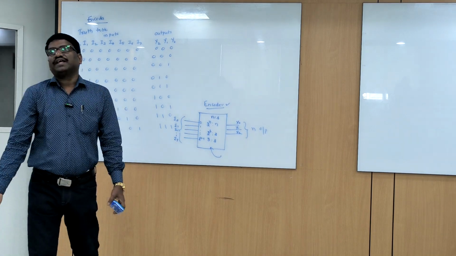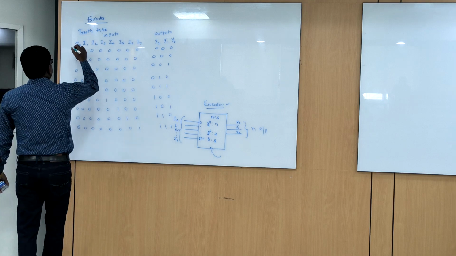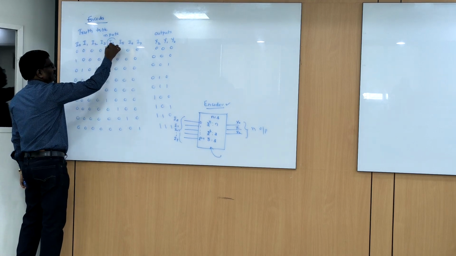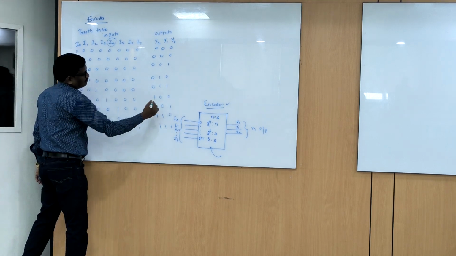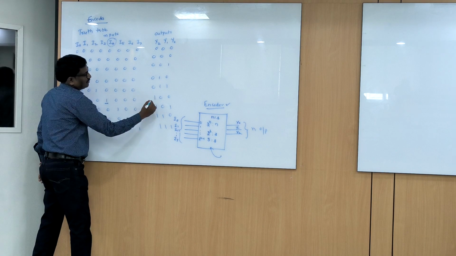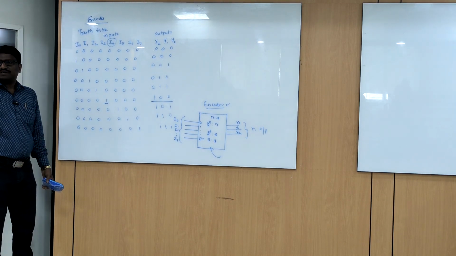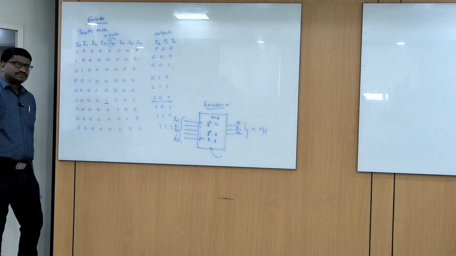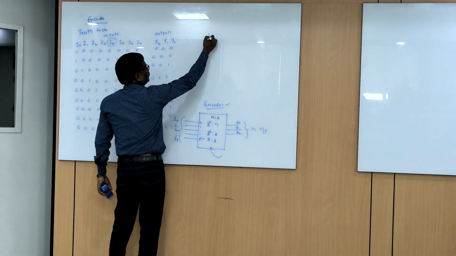It is called encoding. What is encoding? If a particular input line is activated, the output shows which line is being activated. For example, Y4 is equal to 1. When Y4 is equal to 1, it is showing output as 4. How do I get output as 4? What is the value of this? 4 only. How do I know that?